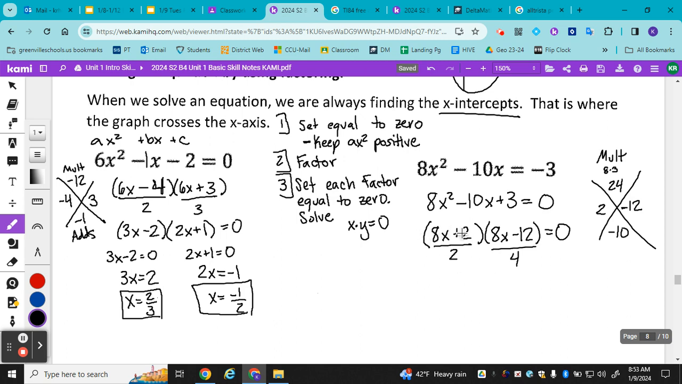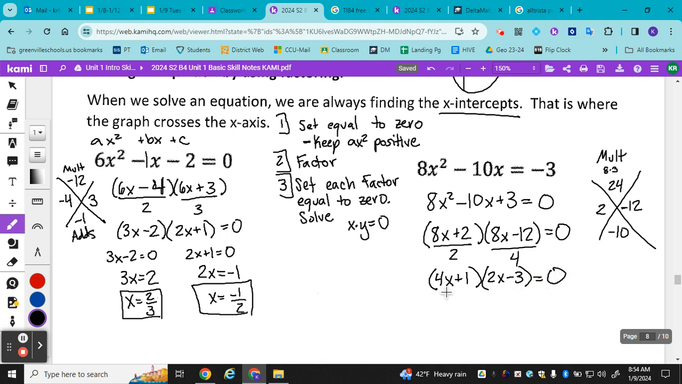I did that because 8 and 2, you have a greatest common factor of 2. 8 and 12, you have a greatest common factor of 4. If you multiplied them, that is your greatest common factor of 8. So 8x divided by 2 is 4x. 2 divided by 2 is 1. 8x divided by 4 is 2x. Negative 12 divided by 4 is negative 3.